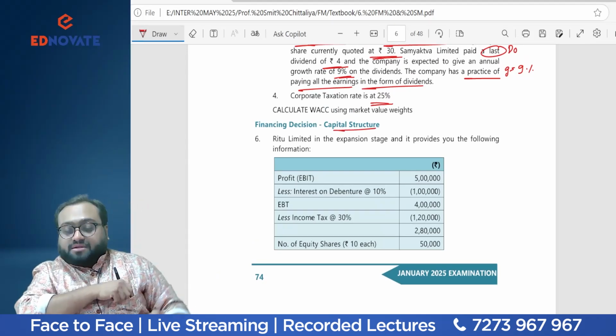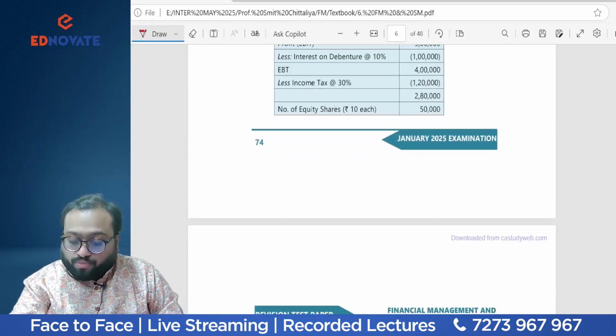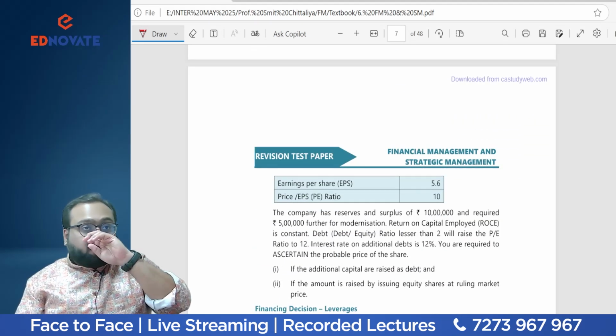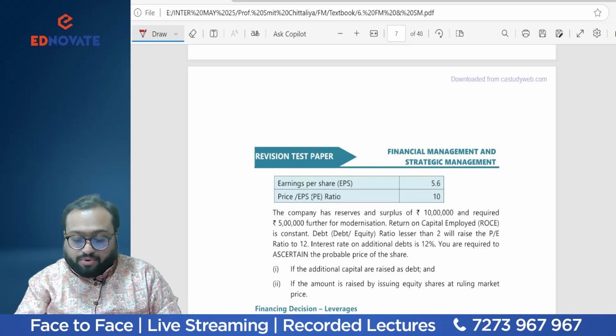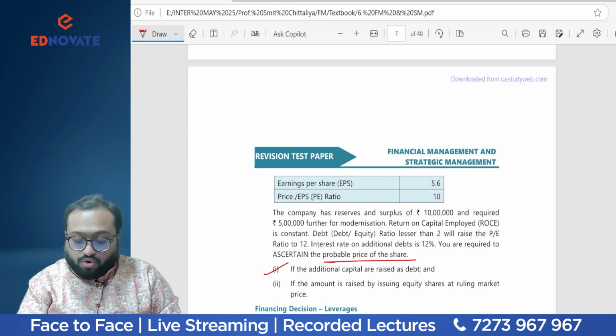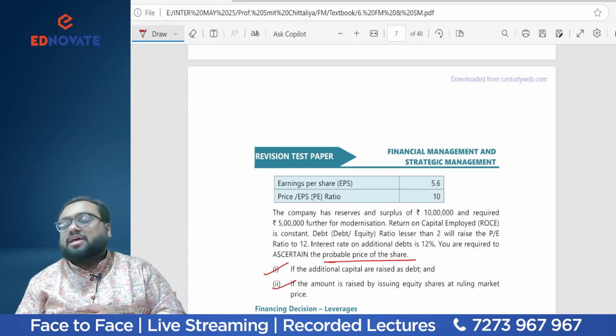See, whenever this type of question comes, where you need to find out which plan is beneficial, plan 1 or plan 2, whether to go for debt or whether to go for equity, because if I see the requirement, calculate the probable market price of the share, whether to raise the additional finance with the help of debt or with the help of equity shares.